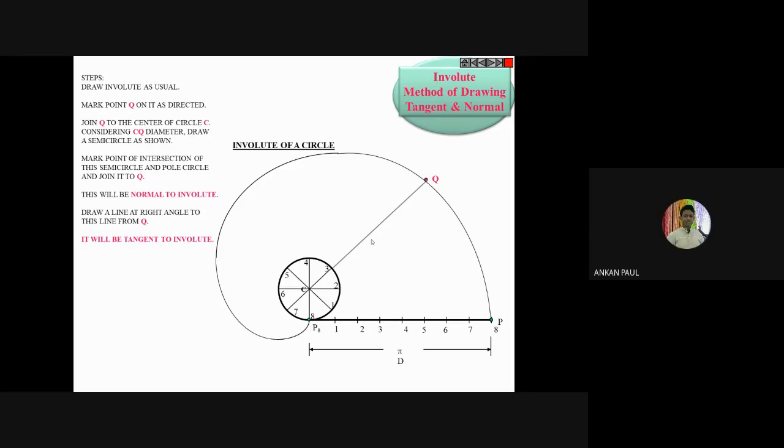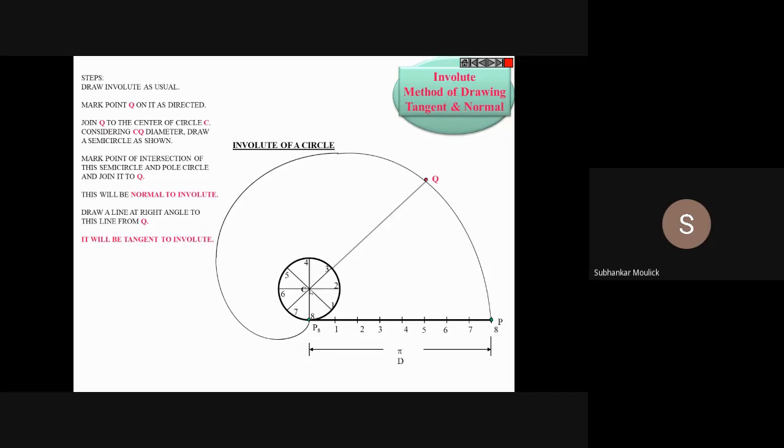Can you repeat it, please, sir? Okay, assume that point Q is any point on the curve from where I need to draw my tangent and normal. Then what is the first step? The first step is you have to join this arbitrary point with the center point of the circle with the help of a scale using a straight line. That means like this, CQ is a straight line. Is it clear to all of you?